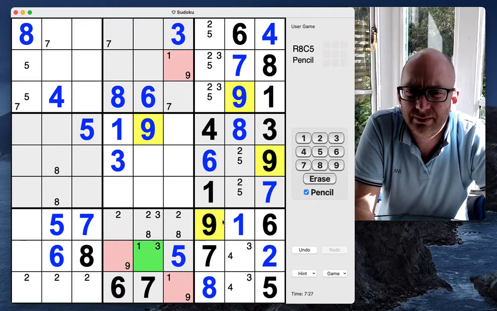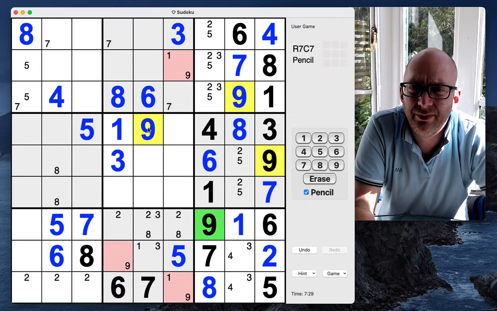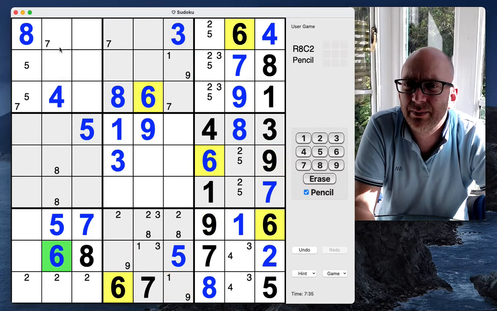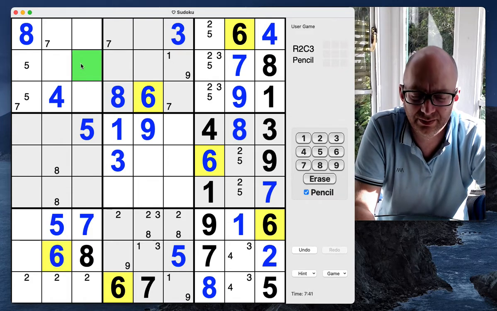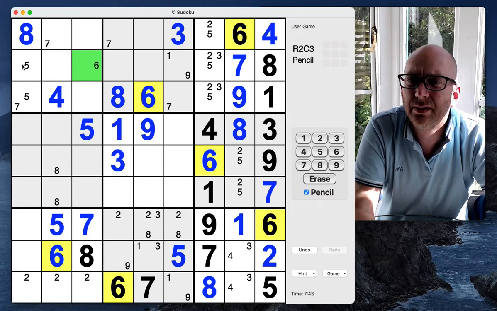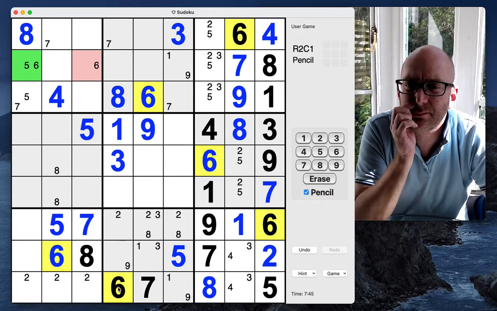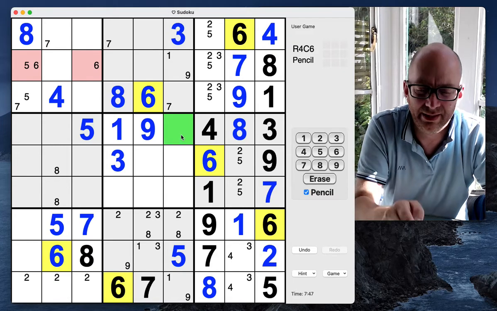Okay, anyway, let's see what else we can do now. What else can we do with these 6s? Maybe there's something else with these 6s. Yes, we can pencil mark 6s here and here, and here and here.